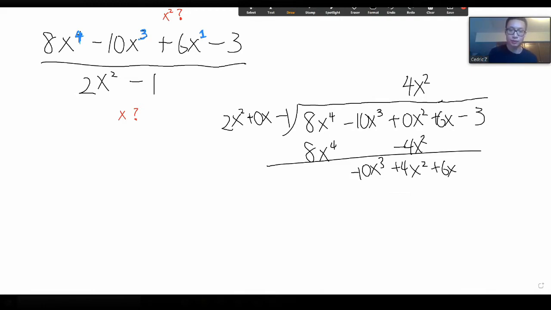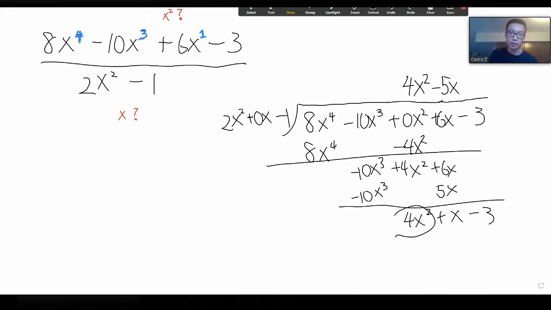So in this case, I need to give it a quotient of negative 5x, because negative 5x times 2x squared will give me a negative 10x cubed. Negative 5x times 0x will give me 0, of course. And then negative 5x times negative 1 would give me a positive 5x. So if I do the remainder here, it would give me 4x squared plus 1x. Then bring down the last term, which is negative 3.